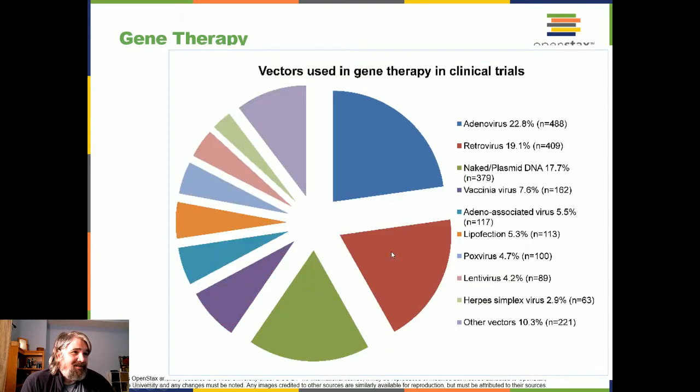So that's interesting. So vectors used in gene therapy clinical trials: adenovirus, which I mentioned before, is the most popular. Retroviruses as a group are also right up there with adenovirus. And while I said transformation is difficult, and it is, it doesn't stop people from trying to use it. And then we have other virus vectors that people are trying to use, including the pox virus, the herpes virus, and some other vectors.